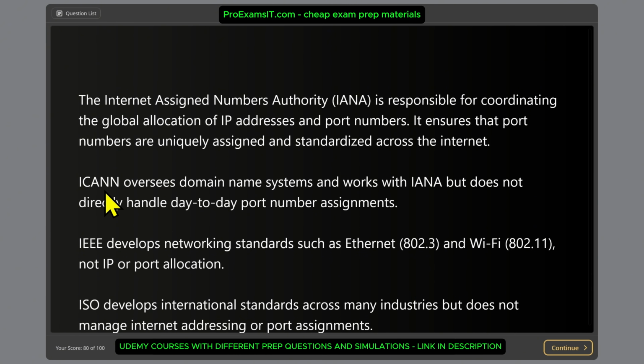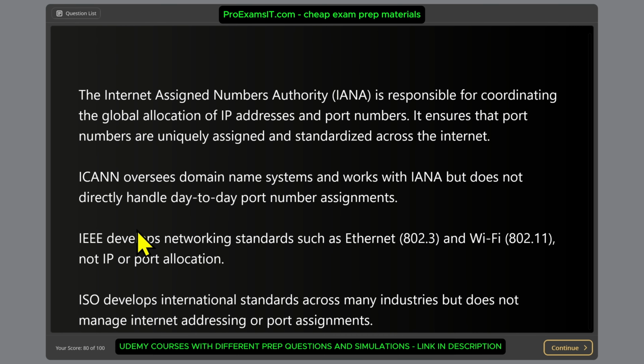We have ICANN, which oversees the domain name system and works with IANA, but does not directly handle day-to-day port number assignments. We have IEEE, which develops networking standards such as Ethernet 802.3 and Wi-Fi 802.11. And ISO, which develops international standards.